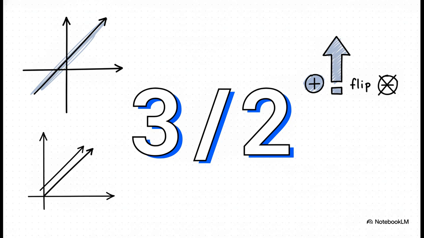This is called the negative reciprocal. You literally just flip the fraction and change the sign. So 2/3 becomes 3/2, and negative becomes positive. That's the secret handshake between perpendicular lines.